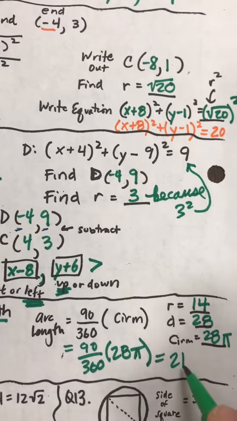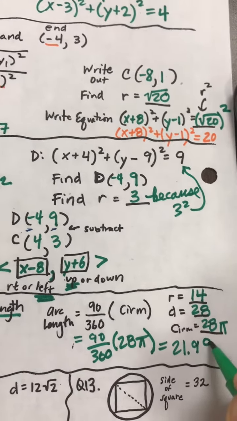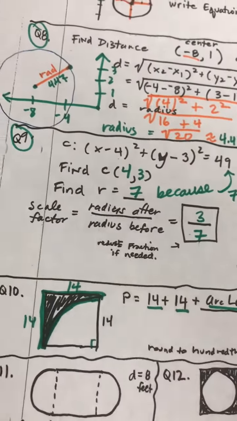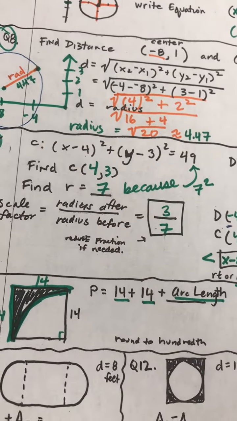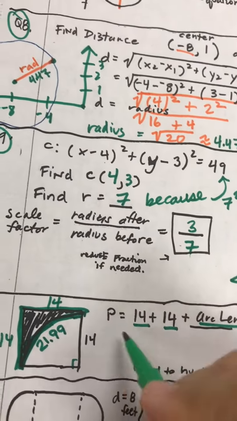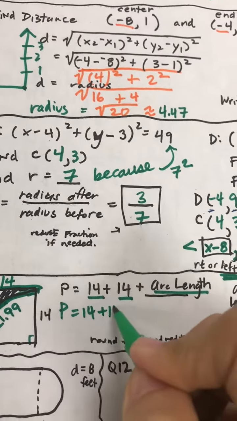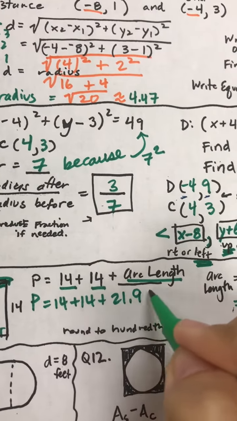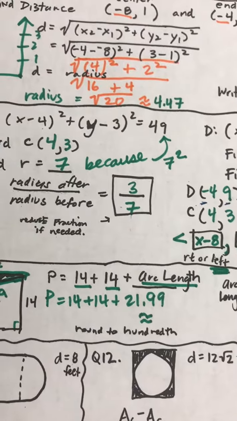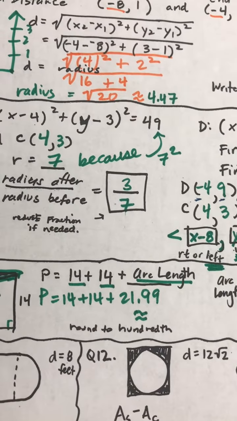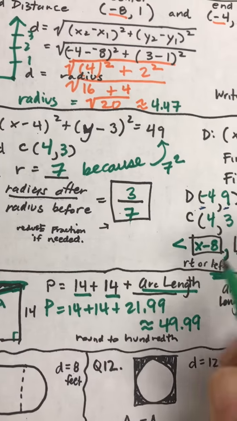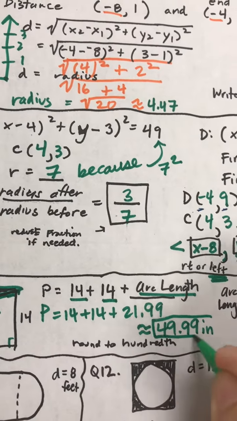Okay, so I get 21.99. So it is close to, I said it's probably less than 25. I thought maybe it's more. So this distance is 21.99. As I add them up, the perimeter is 14 plus 14 plus 21.99. Let's round. I'm going to assume that's inches. Okay.